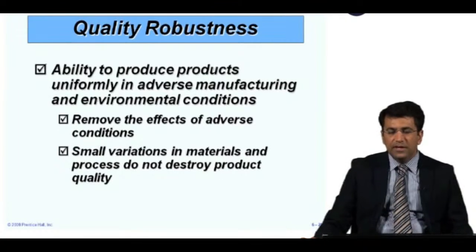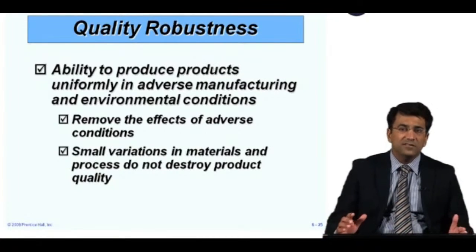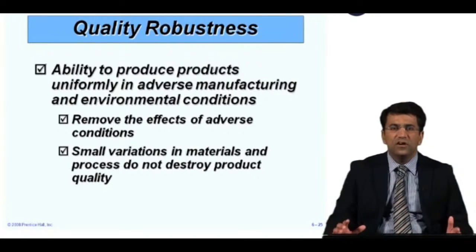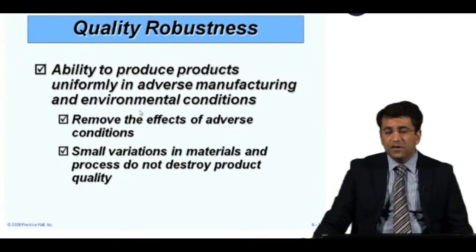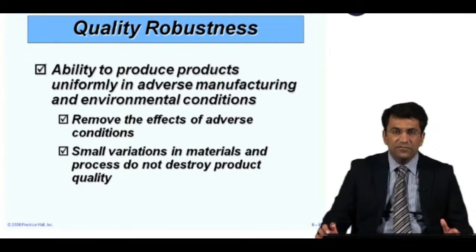What is quality robustness? It is the ability to produce products uniformly in adverse manufacturing and environmental conditions. Now this is a very important class. Sometimes there is an effect, and sometimes there are certain causes. Sometimes it is not so important to focus directly on the causes, because there may be some adverse effects related to manufacturing and the environment which can directly produce this sort of effect. So this concept of robustness deals with the ability to produce products uniformly in adverse manufacturing and environmental conditions. It helps us to remove the effects of adverse conditions. In this concept, we try to identify the adverse conditions related to the production of our goods and services, and we always try to avoid them in order to have better products and services.